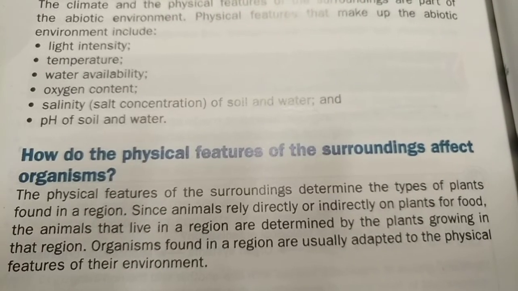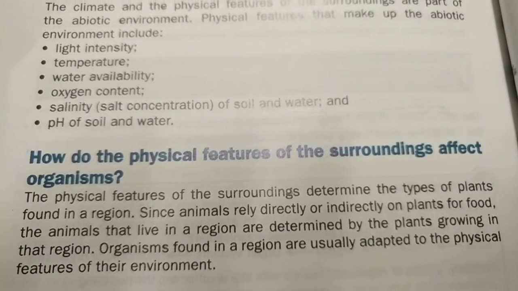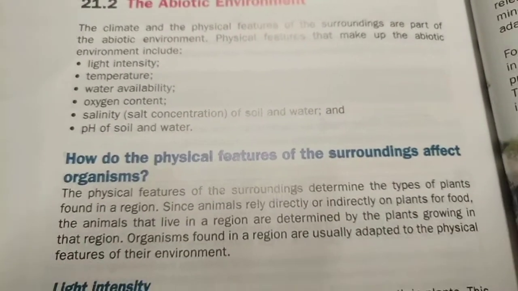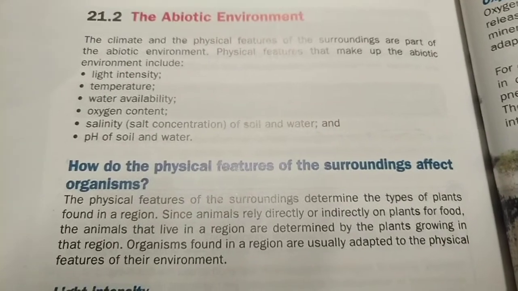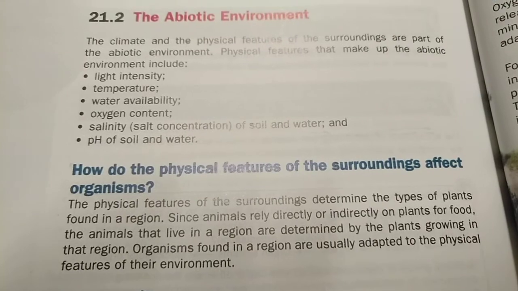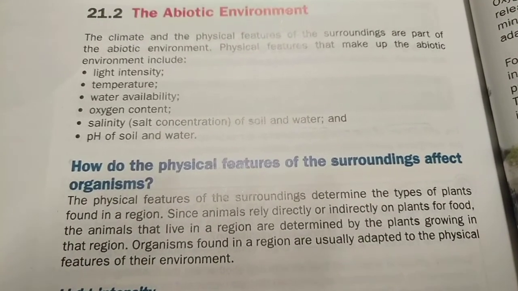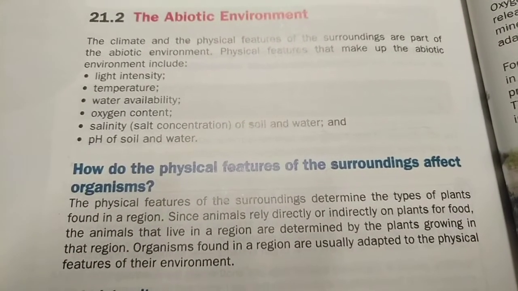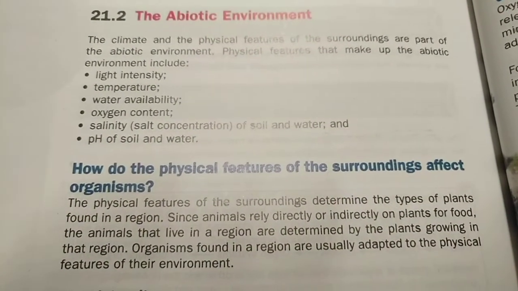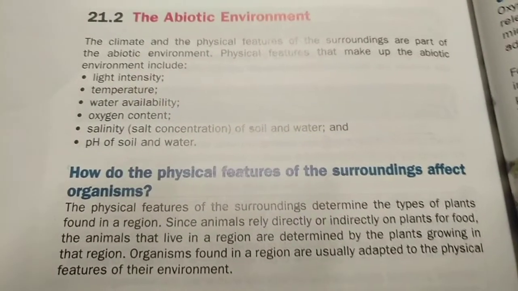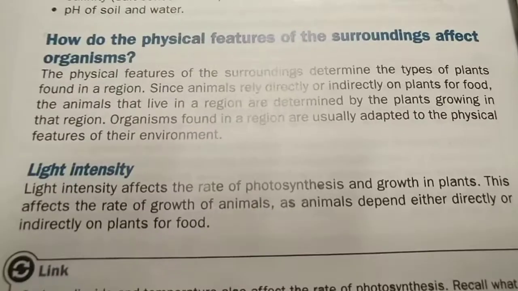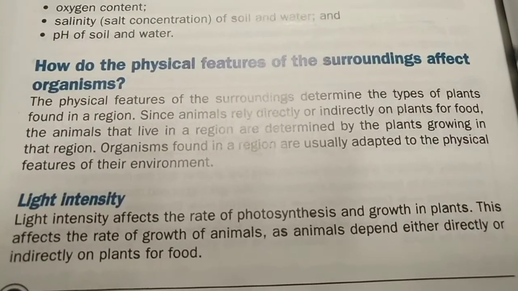Organisms found in a region are usually adapted to the physical features of their environment. This paragraph makes it clear to us that all organisms, either plants or animals, are directly dependent on the abiotic environment for their survival, and in particular on the abiotic factors within an environment for their survival. How? Come down now. First of all, it's light intensity.